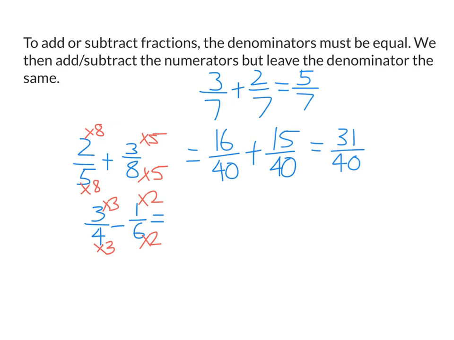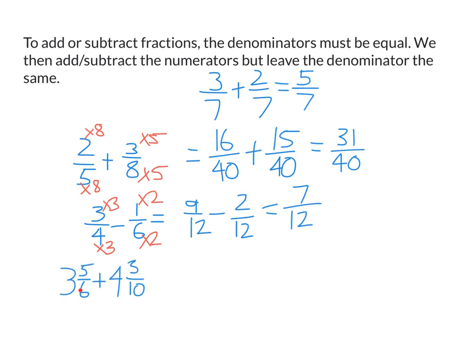So 3/4 is the same as 9/12. 1/6 is the same as 2/12. This time I'm subtracting. So I just go 9 minus 2 is 7 and keep the same denominator. So now let's look at an example involving mixed numbers. So let's say I have 3 and 5/6 plus 4 and 3/10.